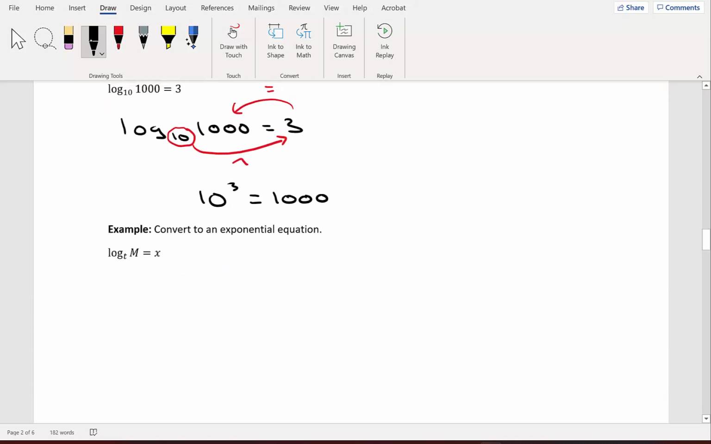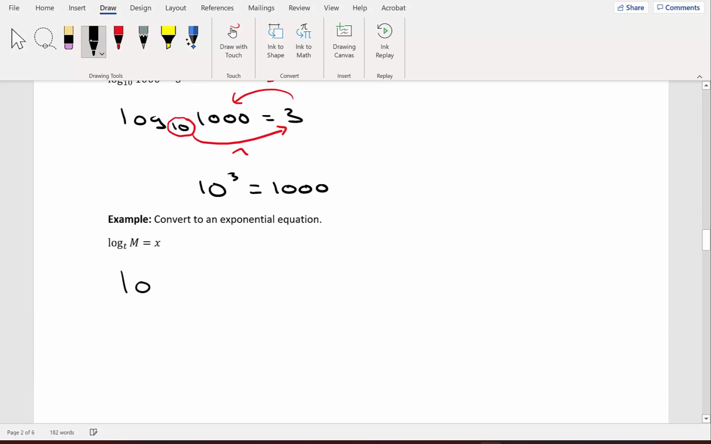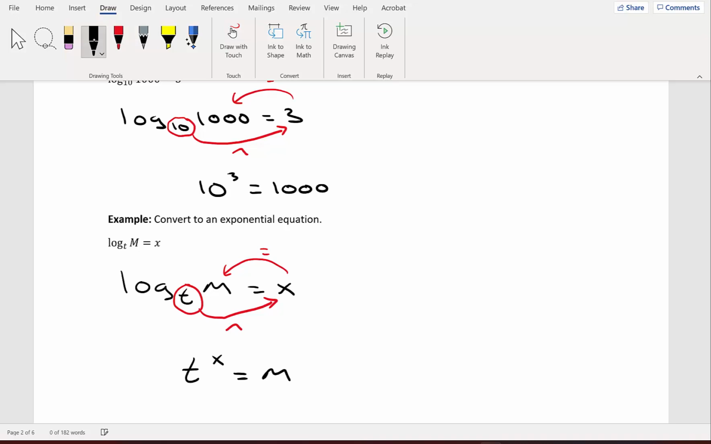Let's take a look at one more. So we have log base t of m equal to x. So once again, take your base, raise it to this power, and it has to be equal to this number. So we have t raised to the x power is equal to m. Now we just converted it from a logarithmic equation to an exponential equation.